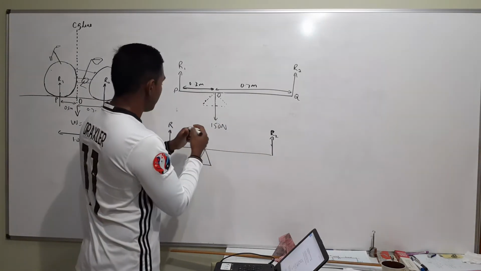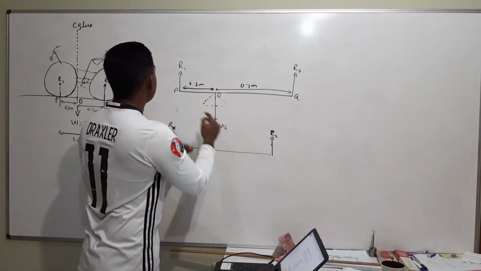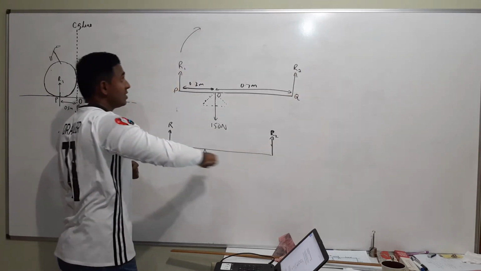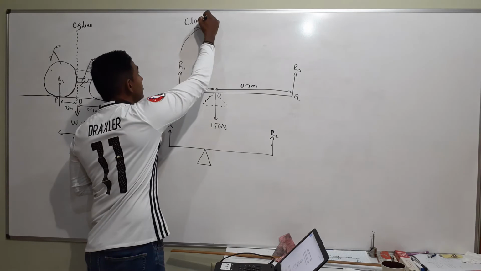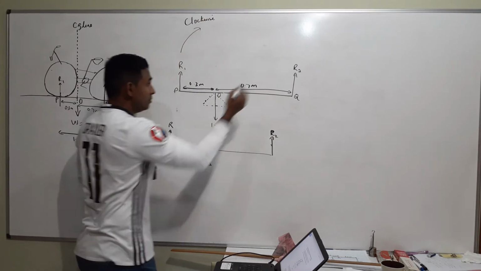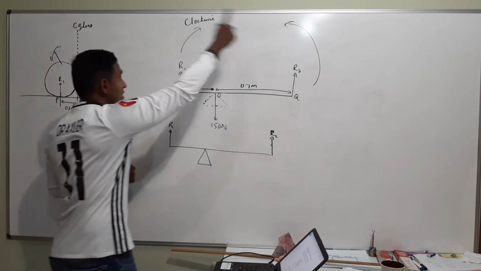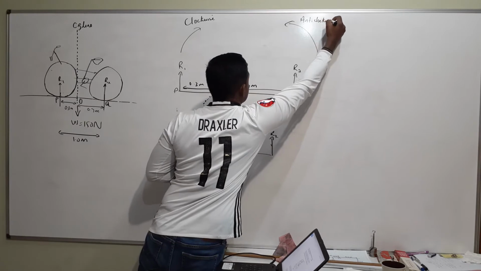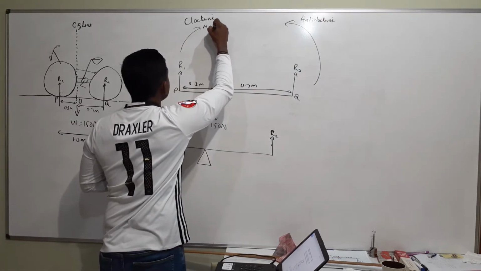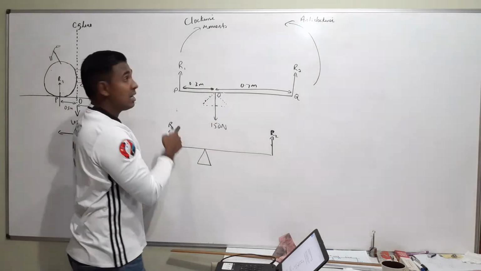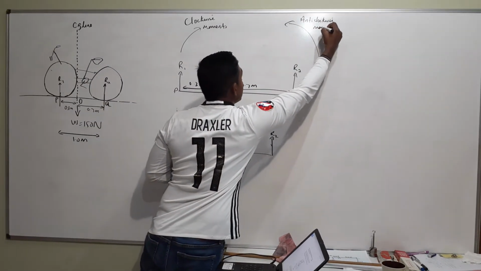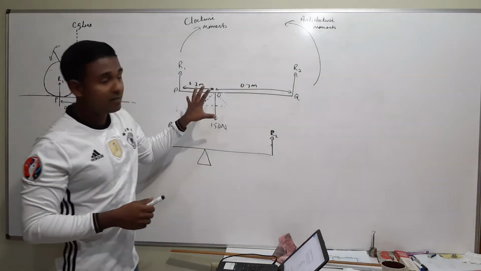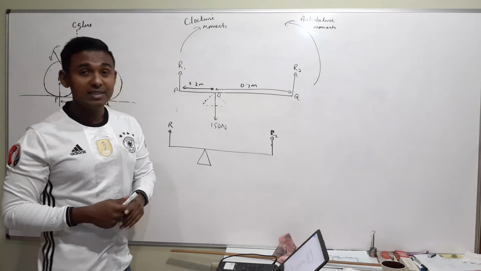Then if this is pivoting or turning about this point, then R1 is pulling upward, so it's going to cause this system to rotate clockwise, and R2 is going to cause this system to rotate in an anti-clockwise manner. So clockwise movements are caused by R1 and anti-clockwise movements are caused by R2. R2 gives you that anti-clockwise turning effect. R1 gives you the clockwise turning effect.